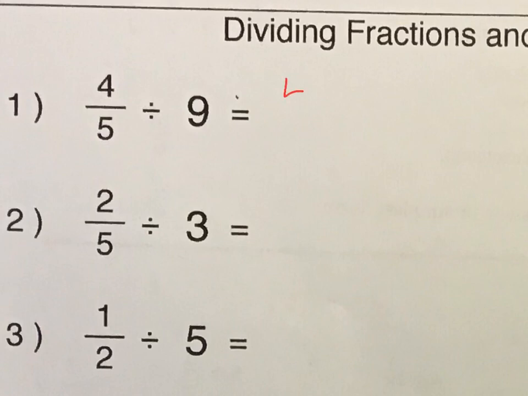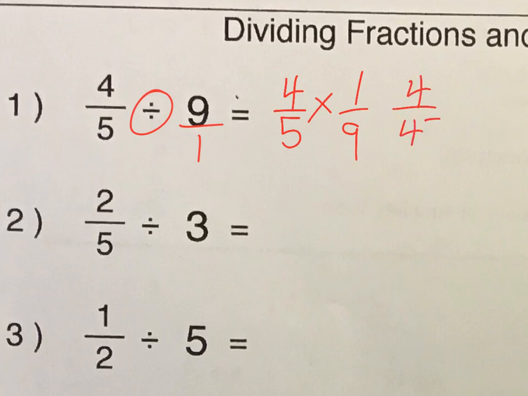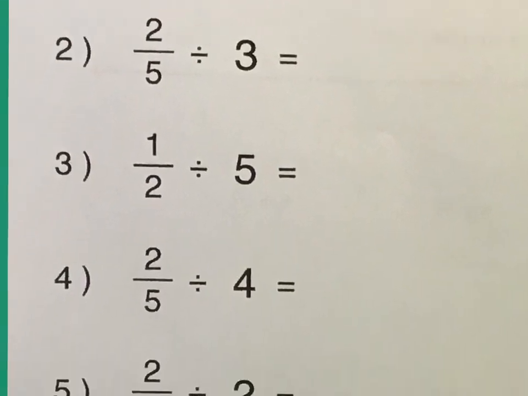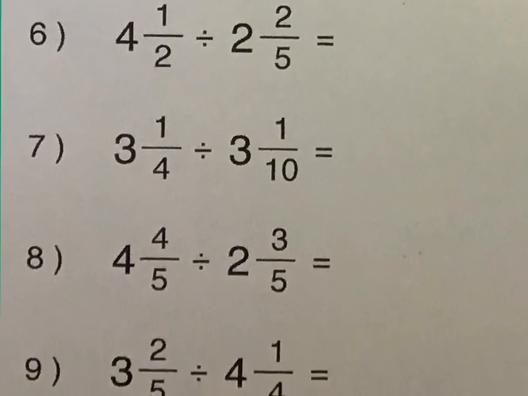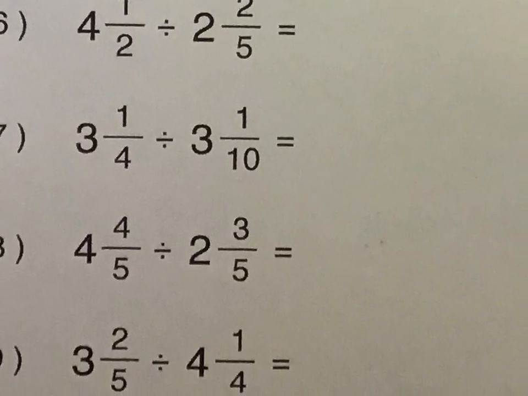So we're going to keep it, change it. This is 9 over 1, so flip it, and it becomes 1 over 9. Is there any cross products here? No. So we're just going to go 4 over 45. And that is my final answer. Let's skip down a couple. We did one of those that had a whole number. Let's go and do one of these that look complex.